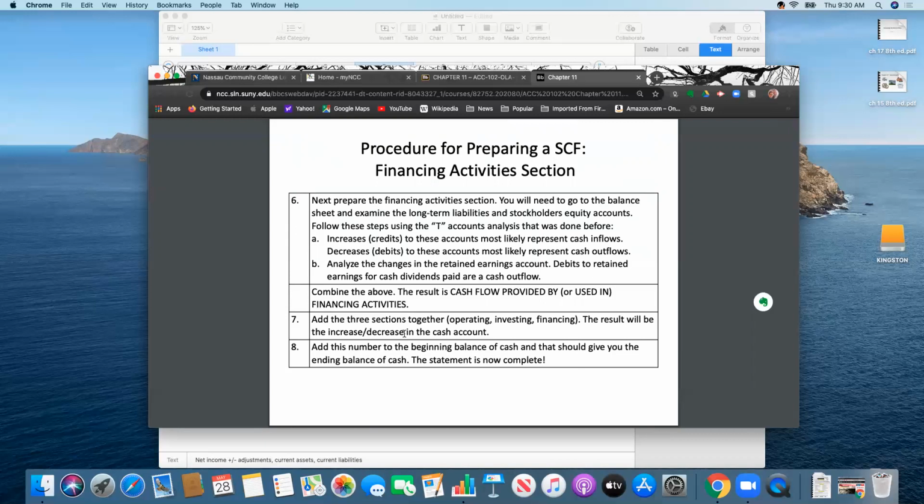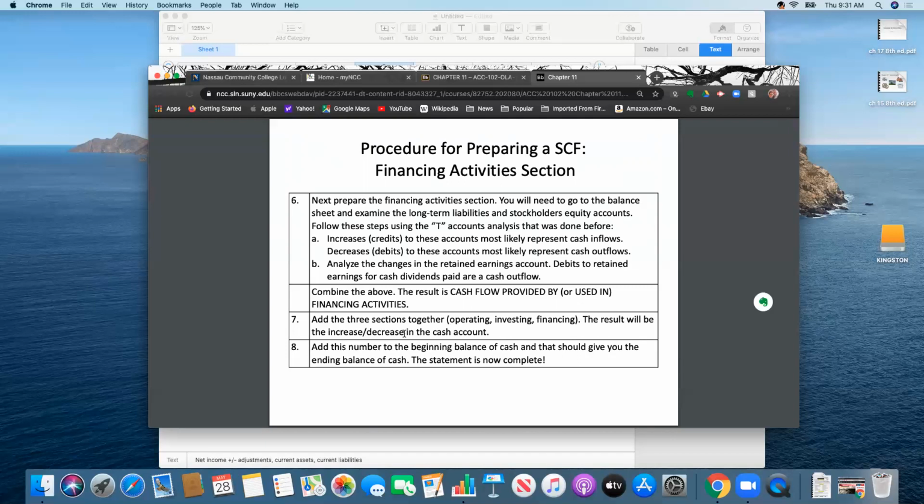Look at your retained earnings account. What affects the retained earnings account? Retained earnings has a beginning balance. It's increased by net income. It's reduced by dividends. And that's how you get the ending balance. Right? So when you analyze everything that took place in the retained earnings account, sometimes they tell you the dividend, sometimes they don't. But if they don't, you should be able to figure it out. Combine all the numbers in that section. If it's a positive number, it's called cash flow provided by. If it's a negative number, it's called cash flow used.